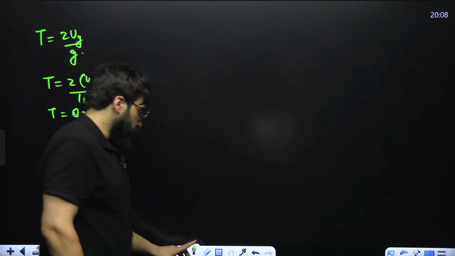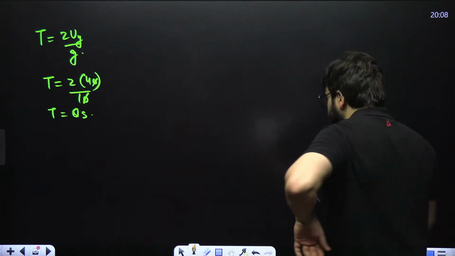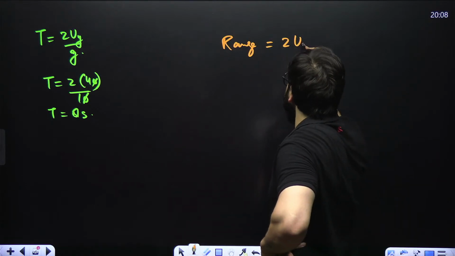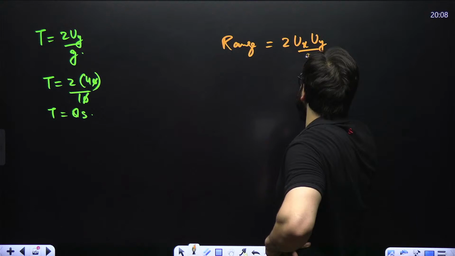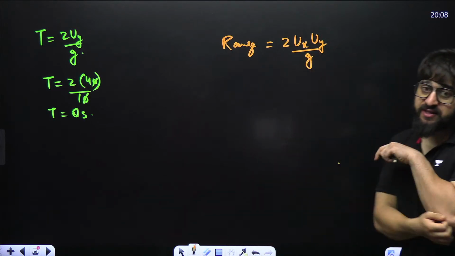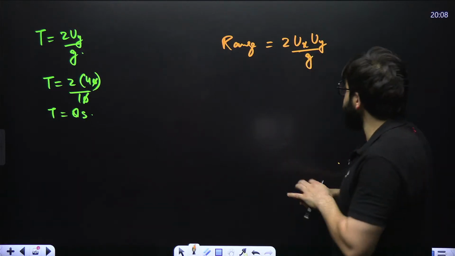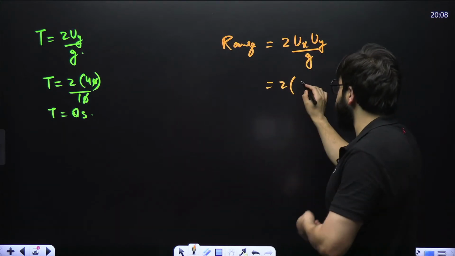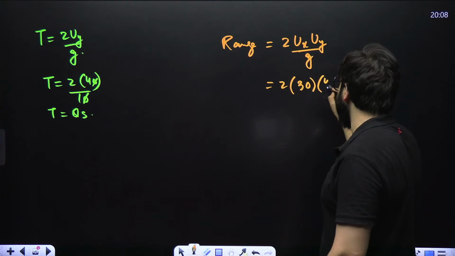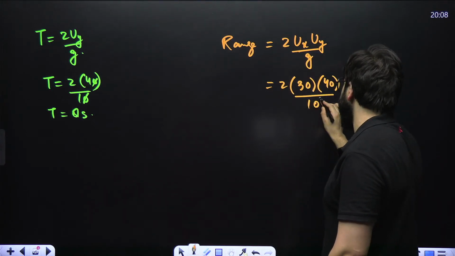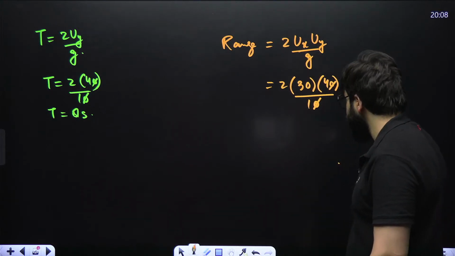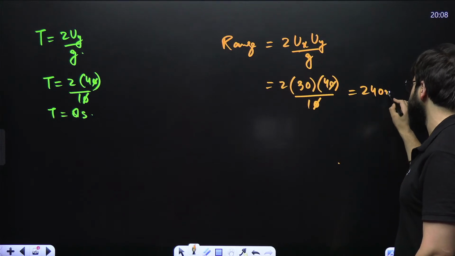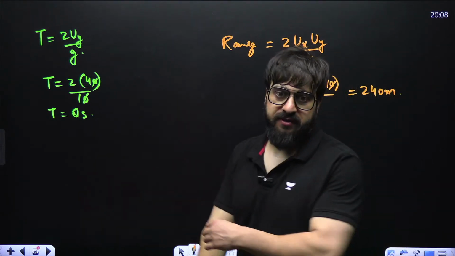Now, the last one, that is the range. Range in this particular case is simply 2 times ux uy divided by g, because we recently studied this formula. So this will be 2 into, what is the value of ux? That is 30. What is the value of uy? That is 40, divided by 10. This and this will cancel. So 60 into 4 comes out to be 240 meters. So range is 240 meters.